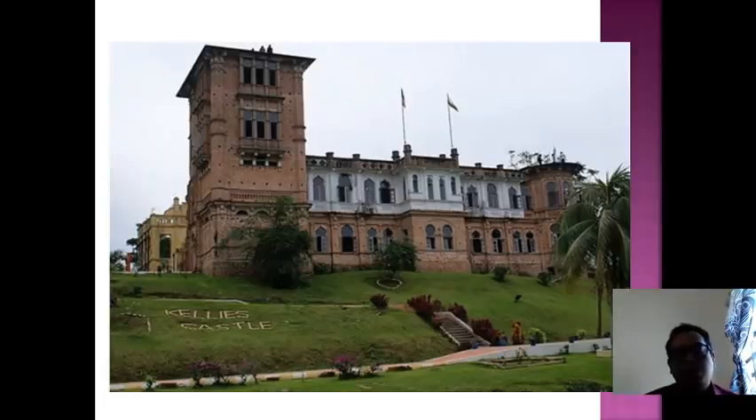Okay. Also in our state, Perak, we have Kellie's Castle. Kellie's Castle is also a valuable monument, and if we replicate Kellie's Castle elsewhere, it's not going to have the same value as the one located in Batu Gajah, Perak.